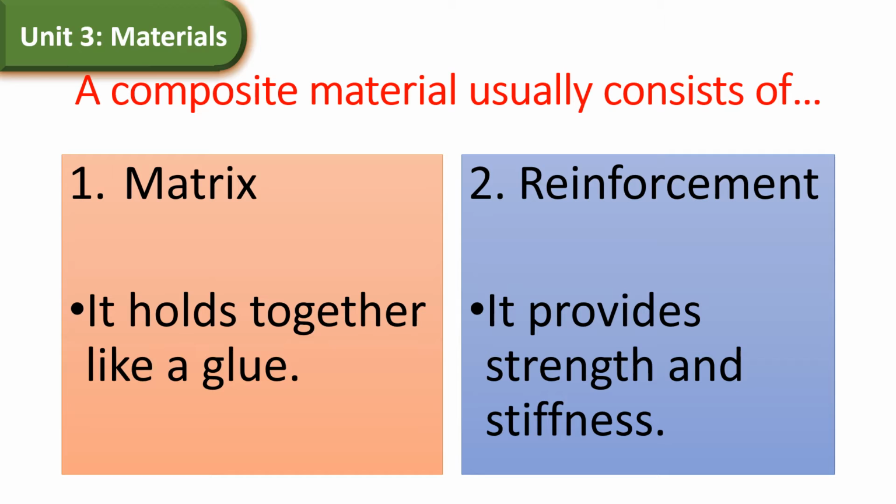In making or combining your composite material, there are two things that you have to remember. Number one is your matrix, and number two is your reinforcement. The matrix is used for binding; it is used for holding the reinforcement together. The reinforcement is the material that gives strength, to make your composite strong and at the same time hard or stiff.